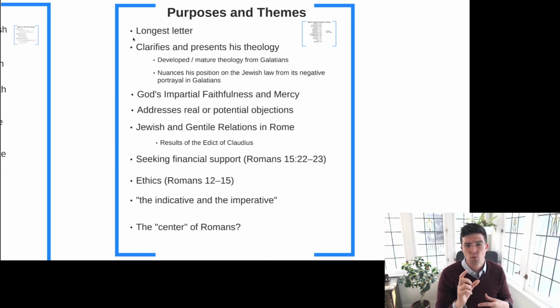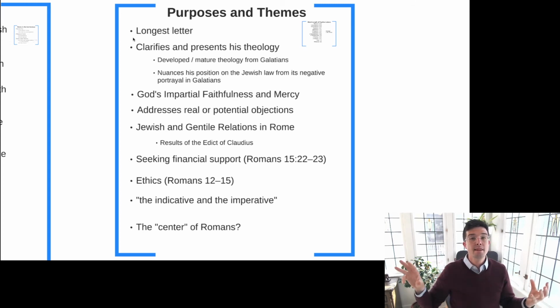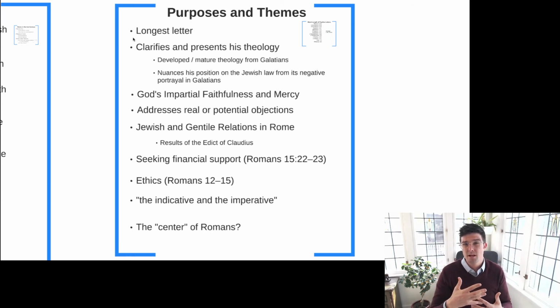Paul also addresses real or potential objections to his theology in Romans. One of the things Paul will often do in this letter is present objections to his theology in the voice of an interlocutor or in the voice of someone else. Then he responds to those objections in a way that covers himself theologically and explains away these potential objections that one might have to his theology. The reason for this is probably related to the purpose of Romans, whatever one takes it to be.